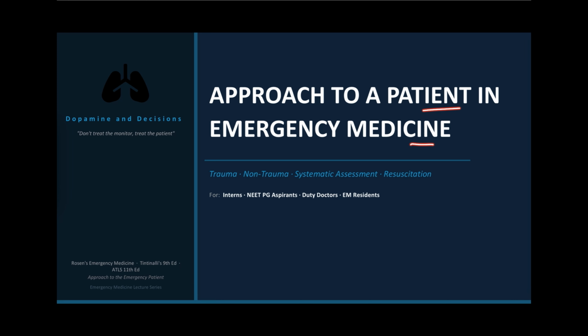You must have a system, a framework, a way of thinking that allows you to rapidly identify life threats, prioritize interventions, and make critical decisions with whatever incomplete information that you have with you. That framework is what we are going to discuss today.